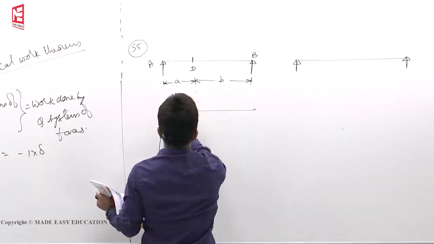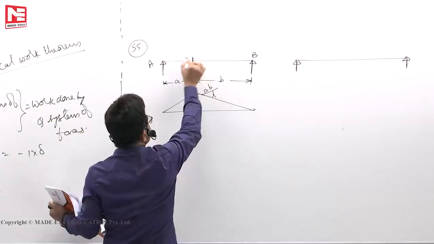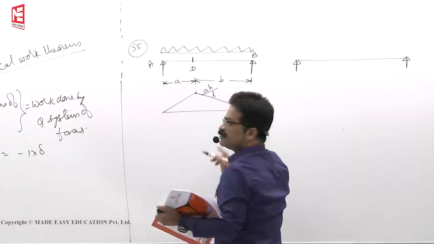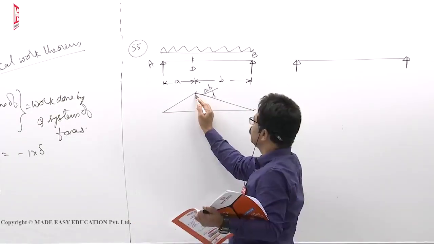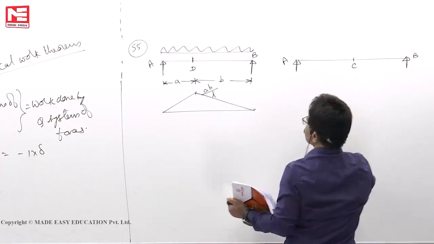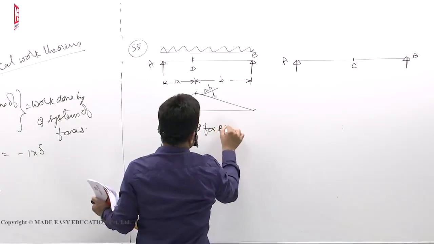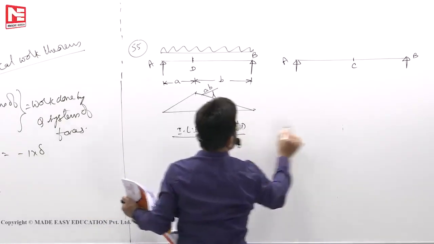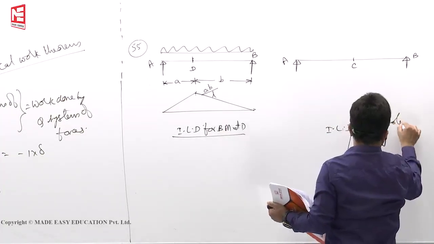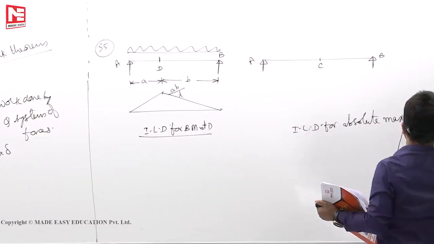The influence line diagram has ordinate ab by L, right? Now to get maximum bending moment here I must cover the full UDL because the loaded length is more. So I will get maximum bending moment at D. Then absolute maximum bending moment you will get at center. This is the ILD for bending moment at D. This is the ILD for absolute maximum bending moment at center.